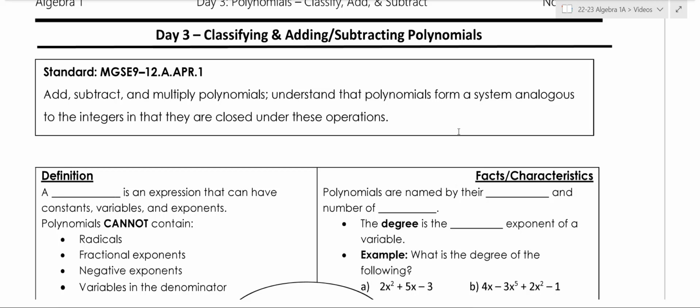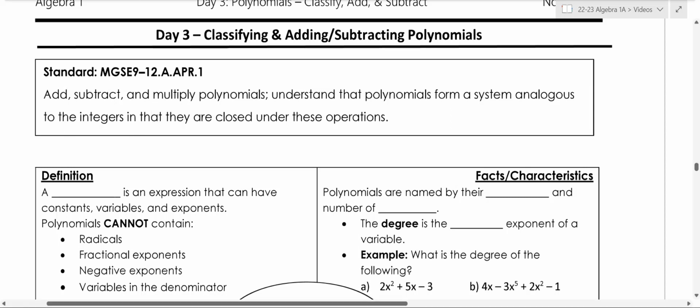Hello, dearies. This is Miss Medina, and today we're going to be working on continuing with the notes, classifying and adding, subtracting polynomials. Adding and subtracting are pretty much the same thing. When you're subtracting, you're adding the inverse, but here we go.